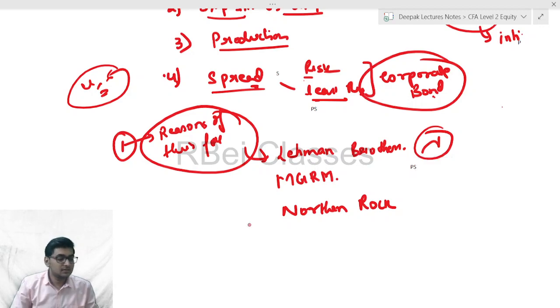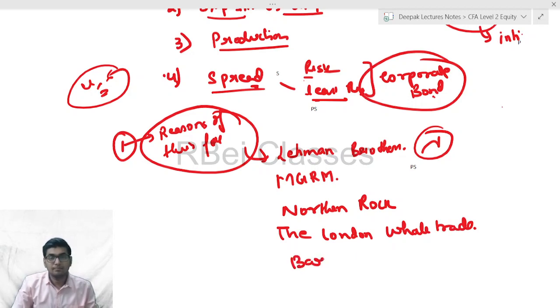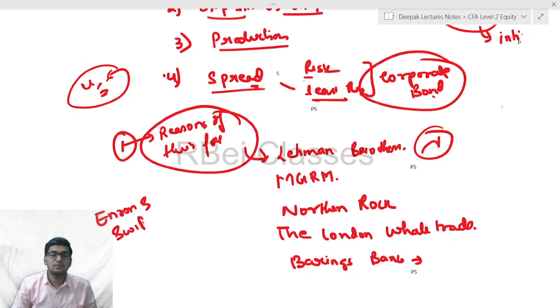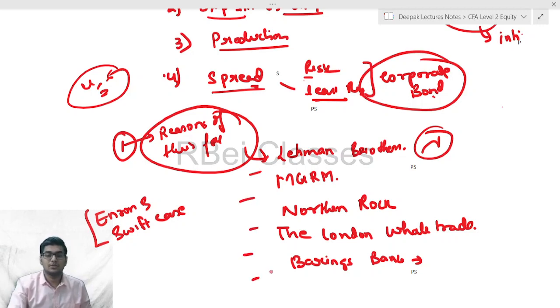The next one is the London Whale trade. Okay, then Barings Bank. Okay, they suffered because of that rogue trading. And the last, you can take the Enron and Swift case. Clear? But yes, these five are very important from the examination perspective.